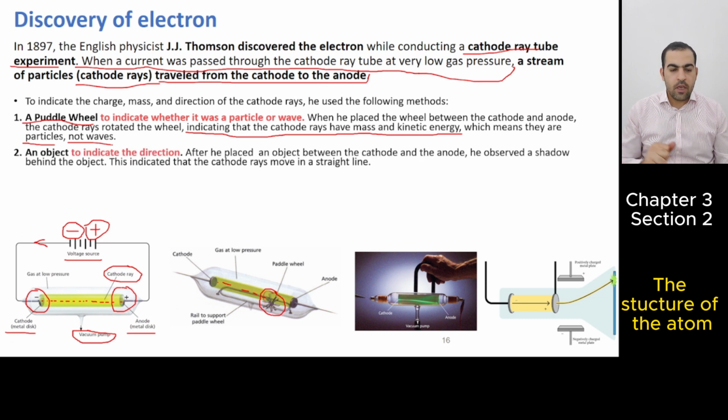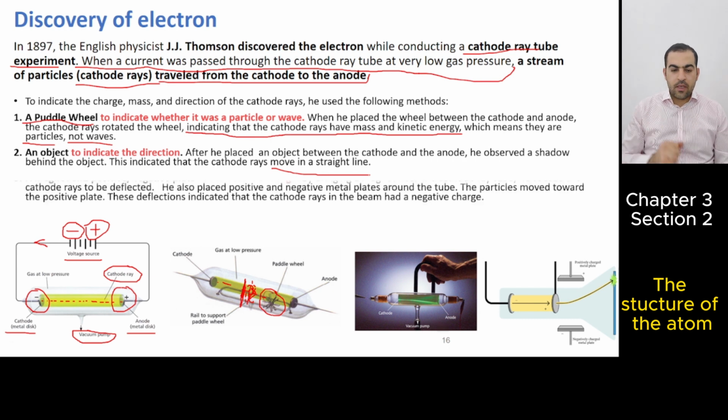To know whether the cathode rays move in a straight line or not, he brought an object and put it between what? Between the cathode and the anode. Then he observed a shadow. He saw a shadow behind the object. So this indicated that the cathode rays move in a straight line.